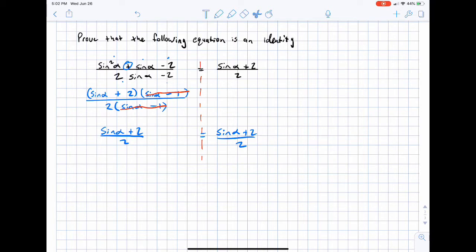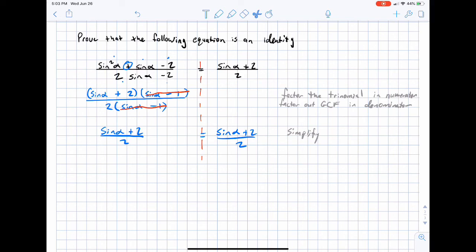So let's recap how we verified this identity. The first thing we did was factor the trinomial in the numerator, and then we factored out the greatest common factor in the denominator. From there, we were able to simplify the sine of alpha minus 1 that was in the numerator and the denominator, and then that verified our identity.